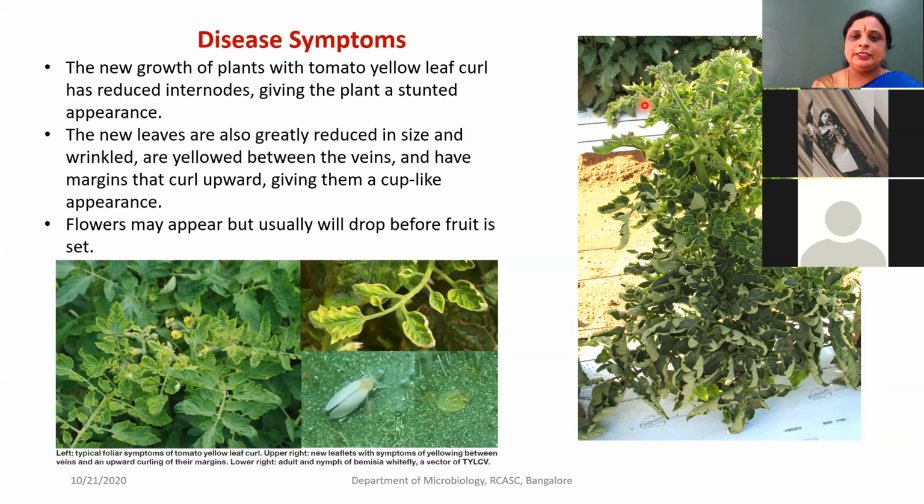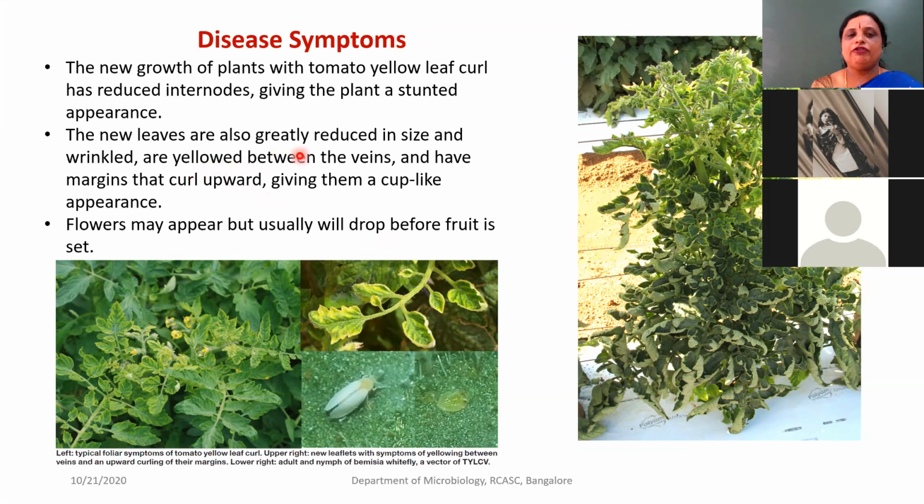Another important thing is the internode difference. In my last class I told you what a node and an internode are. The distance between two nodes is called the internode. This is the internode. This is the node. From the nodal region, the branches or leaves arise. So what happens here? The internodal distance becomes less, and because of the reduction in internodal distance, what happens to the plant? The plant shows stunted growth, or dwarfism.